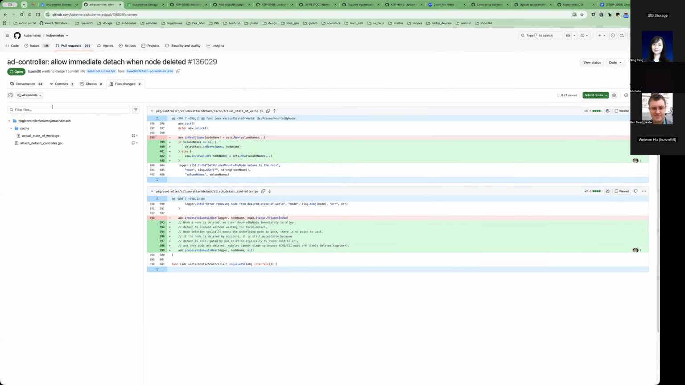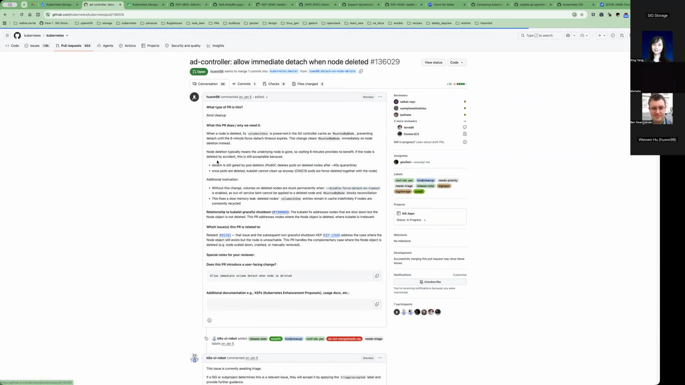Immediately detach volumes from deleted nodes. Do you mean an actual force detach feature? Then not really. No. Because we were working on designing that on the CSI side, and it got very complicated. No. Okay, like detach volumes from deleted node.